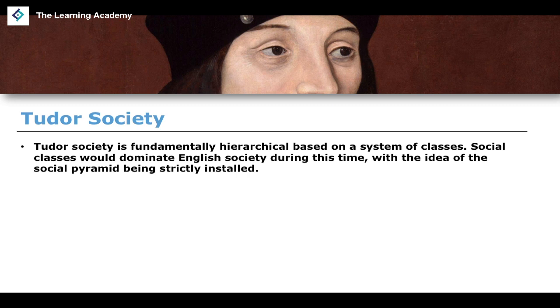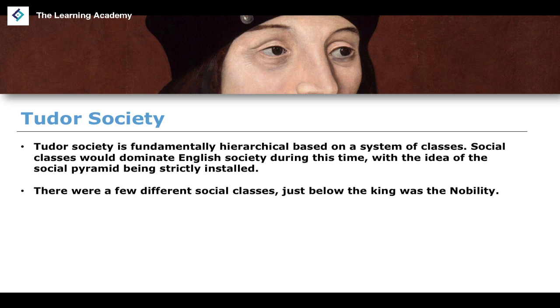So Tudor society was fundamentally hierarchical and based on a system of class. It was quite a strict system of class, and social classes would dominate English society at this time. When we say the class structure was strictly adhered to, what we mean is there was very little social mobility during this time, the ability for people to move about within the social class system. If you're born into a noble class, you're more likely to stay in the noble class. If you're born in a commoner's class or the peasantry, you're more likely to stay in that part of society for your entire life.